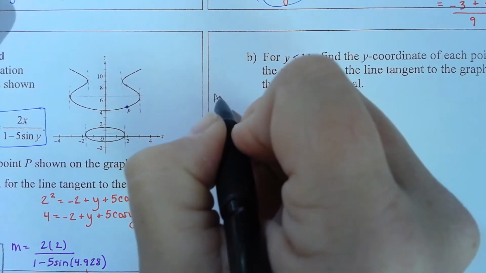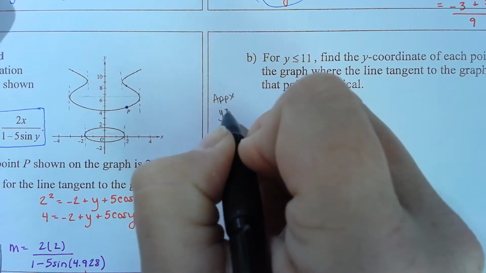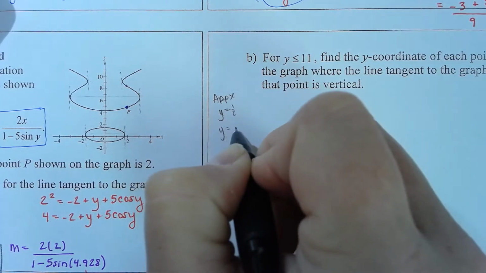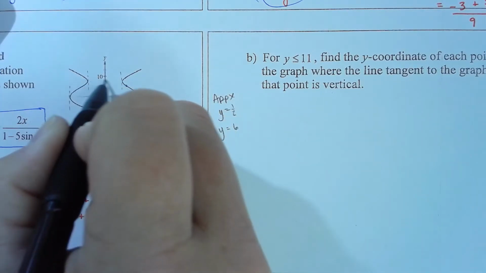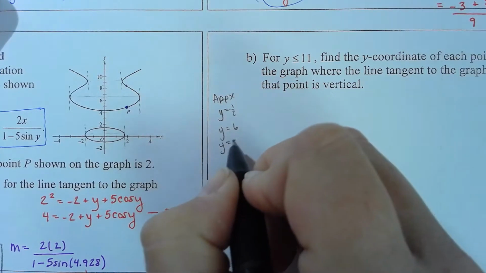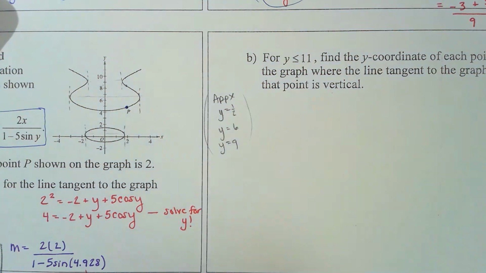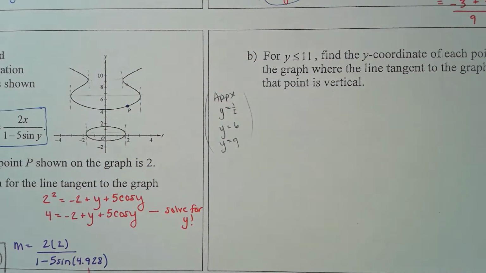So I'm going to jot that down. y equals 1/2. y equals, what did I say, like 6-ish. And then this other one is, let's say, like 9 something. So just by looking at the picture, we know where that should happen. And I say that because I think it's going to help us with solving our equations.